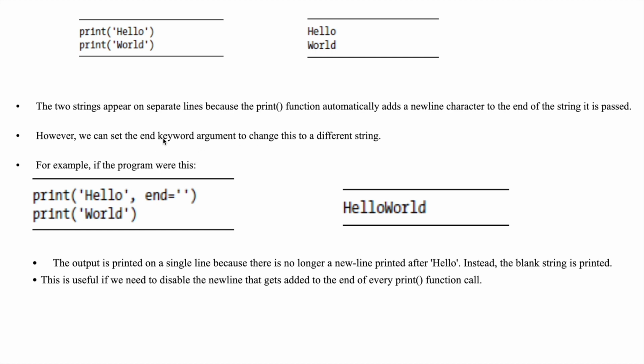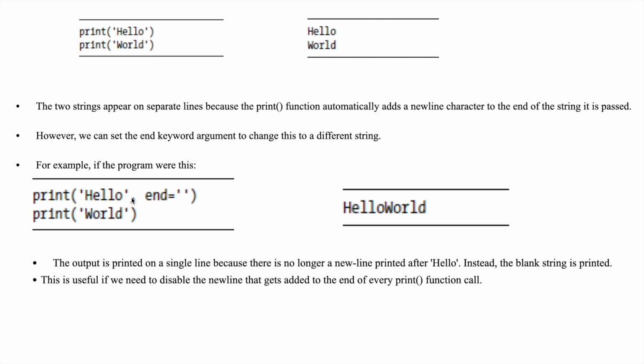How? By using the end keyword argument. For example, see, print hello, same program, I'm making the change, end. I'm using the end keyword. So after printing hello, it will understand that it should end, and again it will print world. See, hello, the new line will be removed and it will print world on the same line. So what I am doing here is using the end keyword.